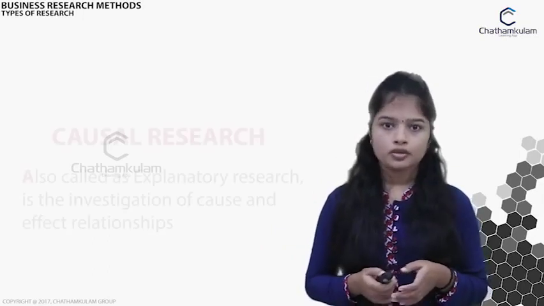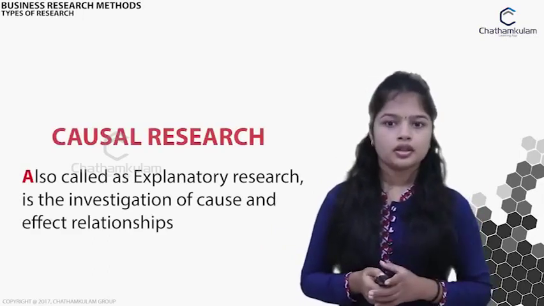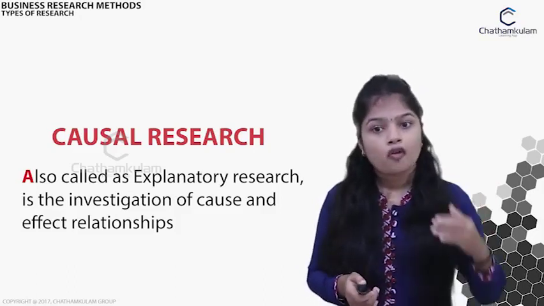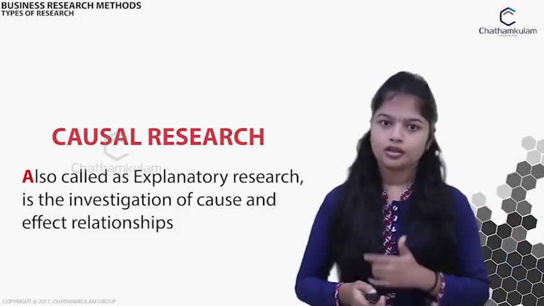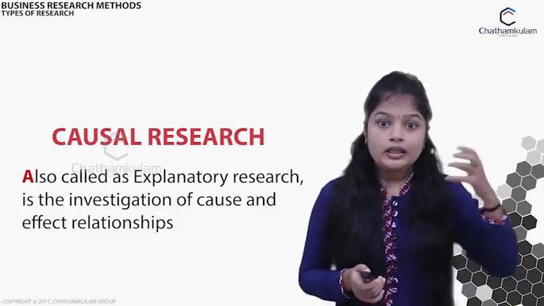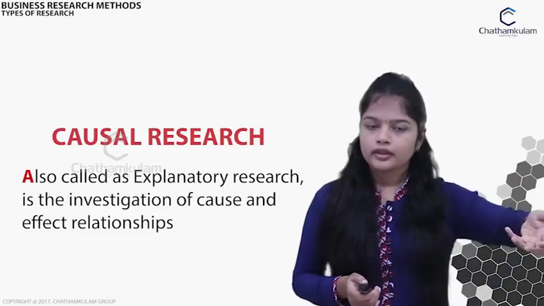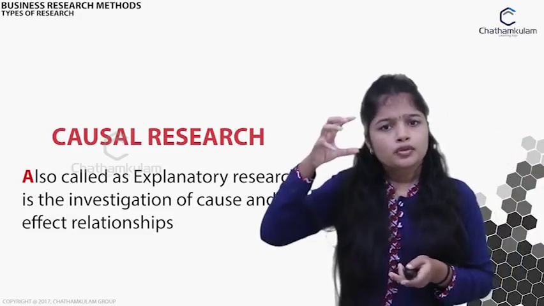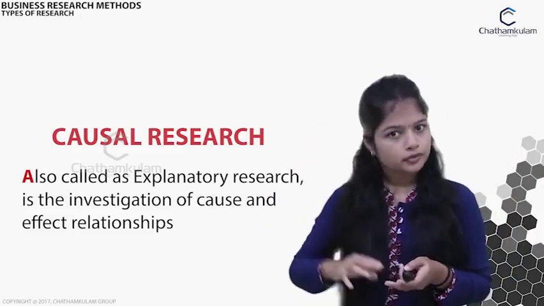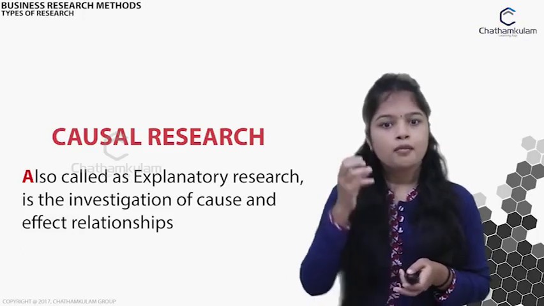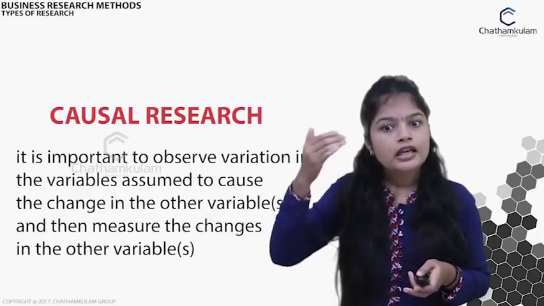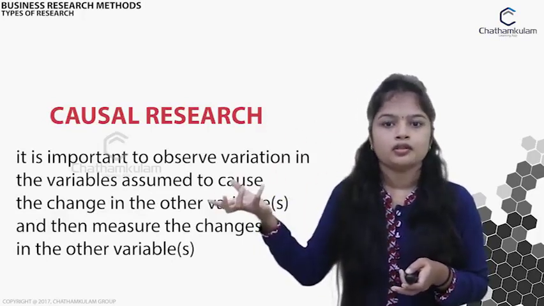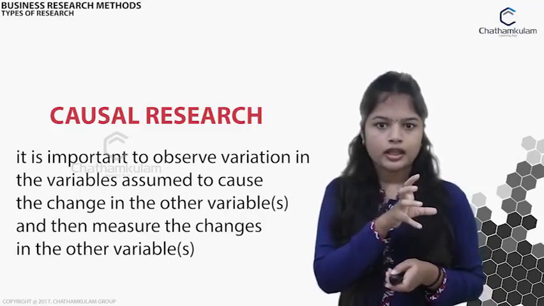Next one is causal research. Causal research, also called explanatory research, is an investigation of cause and effect relationships. Causal research investigates the cause and effect relationship between variables or anything. Okay, so to determine the cause and effect relationship, causality, it is important to observe variation in the variables, assumed to cause change in other variables. That means there will be variables, right?